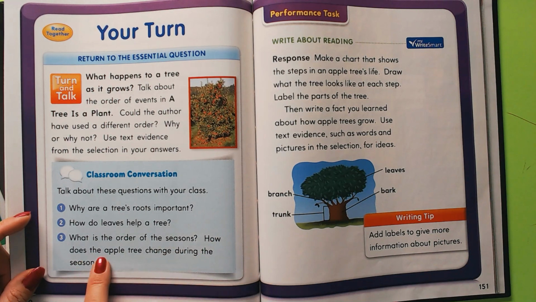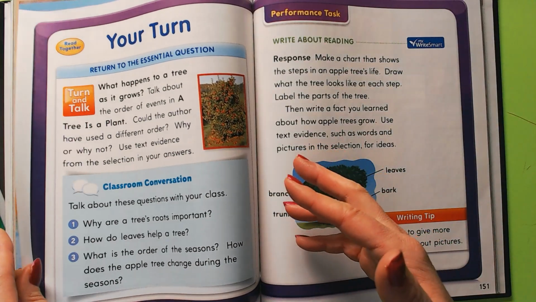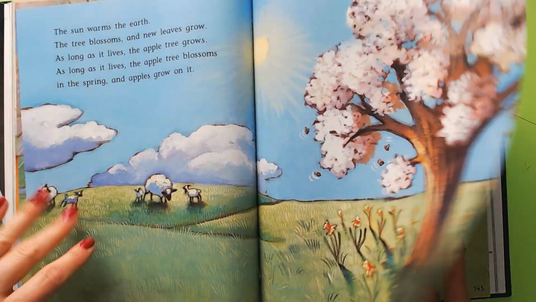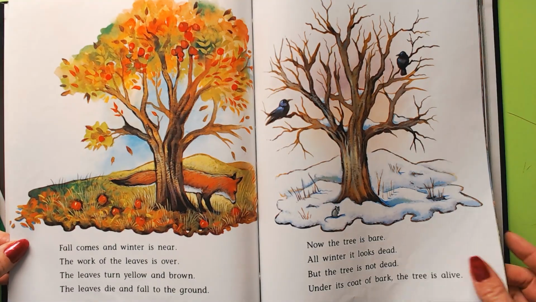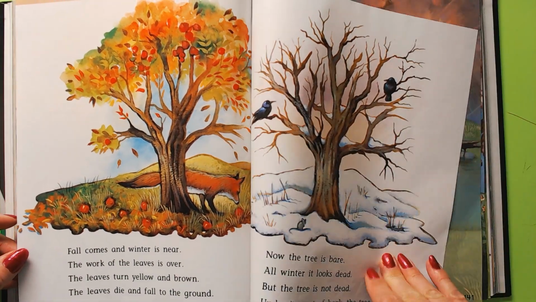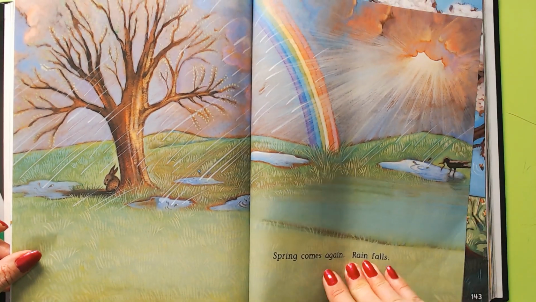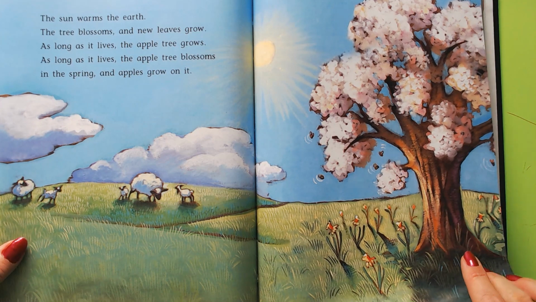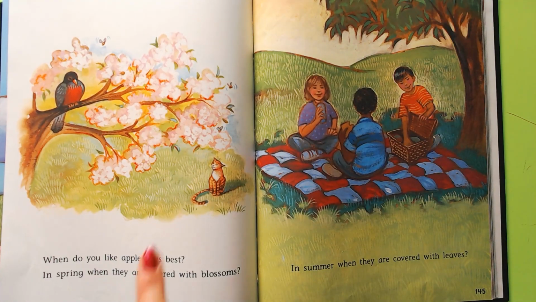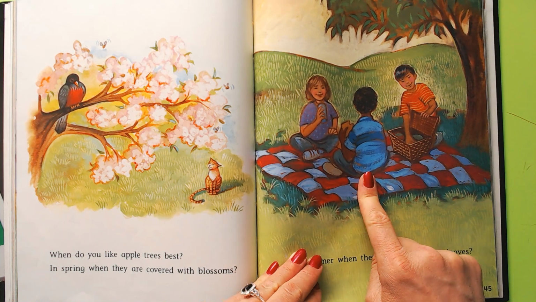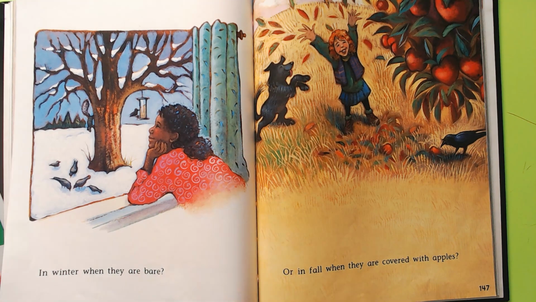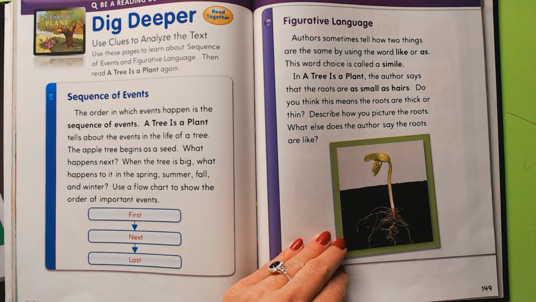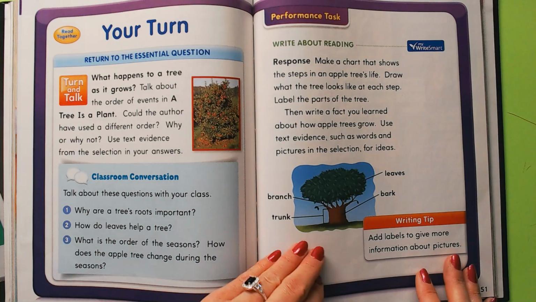What is the order of the seasons? And then how does the apple tree change during the seasons? I think we saw that at the very end, the order of the seasons. Well, there's fall, winter, spring. Okay, let's start here. Spring. So that's spring. This is summer. Then it's supposed to be fall. Then it's winter. They had it a little mixed up. So that's the order. We have spring, summer, fall, winter.